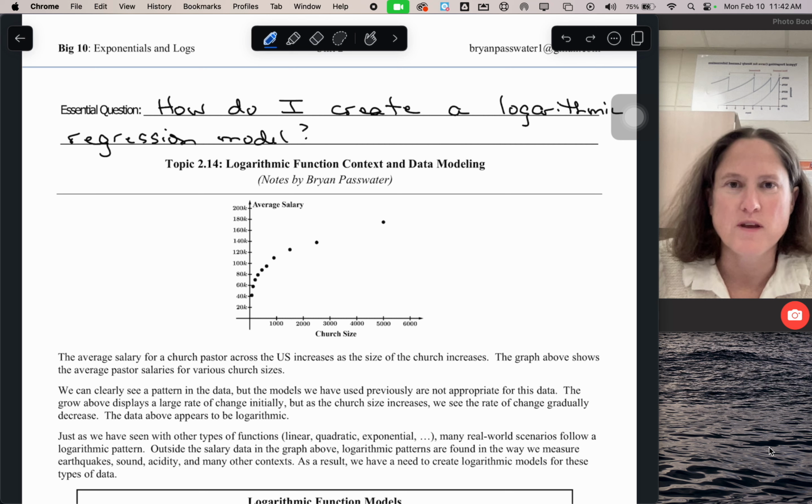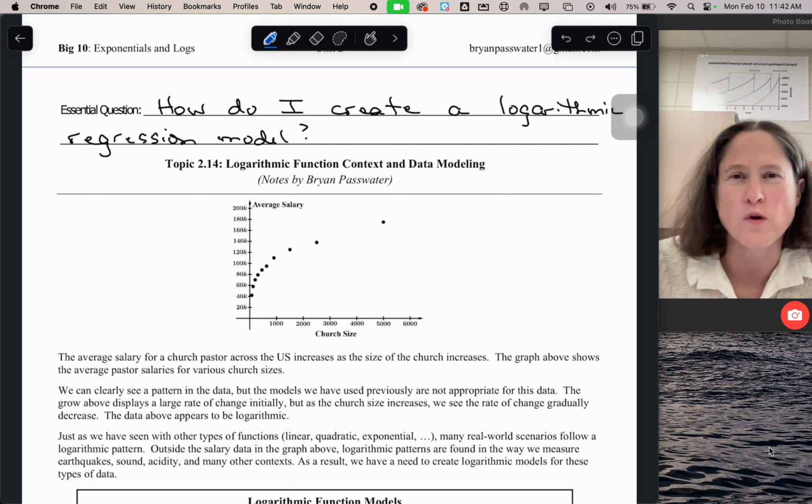Okay, hello pre-calc classes. Today we are going to finish the last section of Unit 2D, which is creating those logarithmic regressions using real-world data. Our essential question for today is how do I create a logarithmic regression model? This shouldn't be that different or new to you because we have been using our graphing calculators to create these regression models all year long.